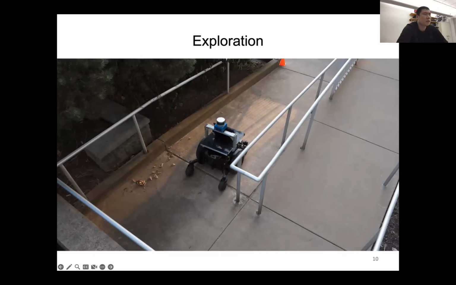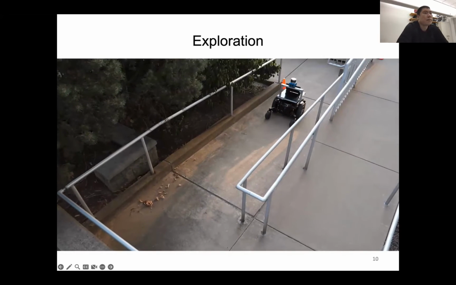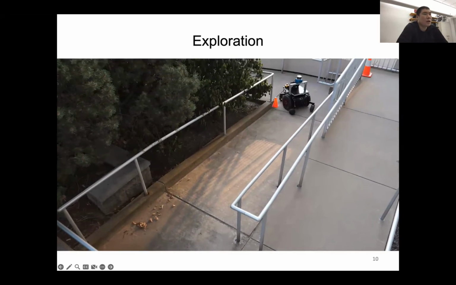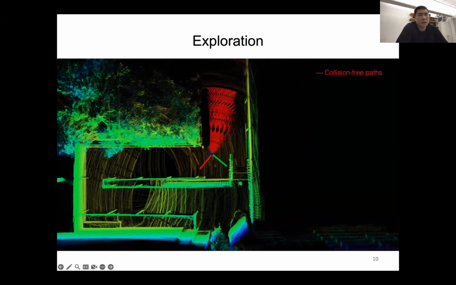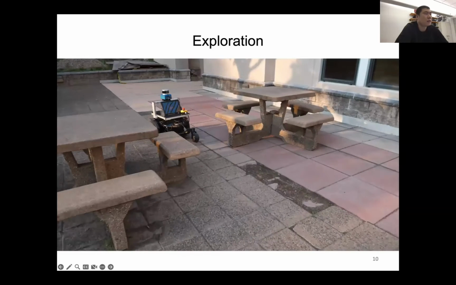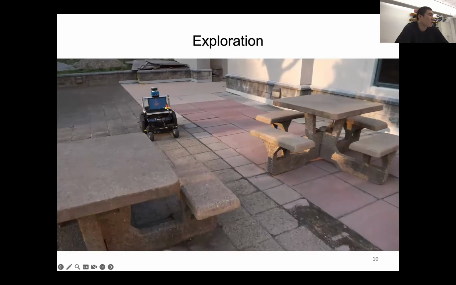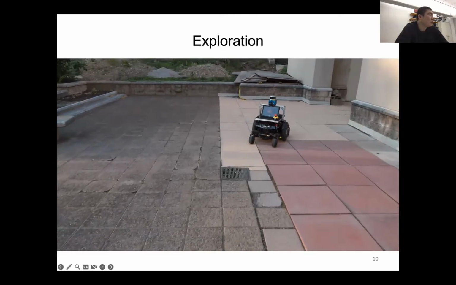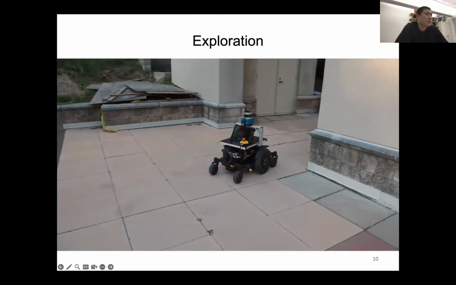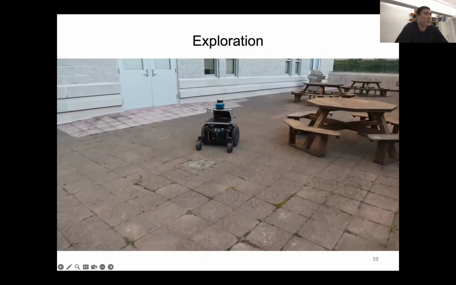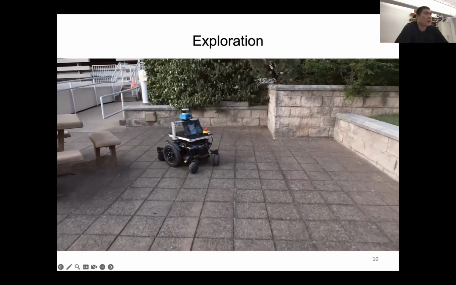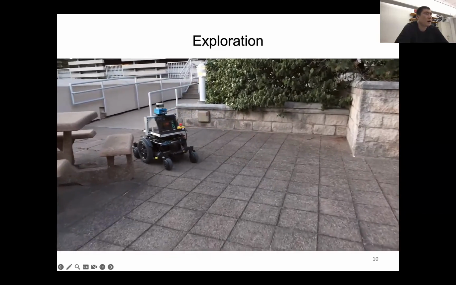And now this is after exploring the garage, it got onto a patio connected to the garage. Here we're showing the local planner, local obstacle avoidance. And this is covering the other side of the patio, and this is the end of the exploration route.